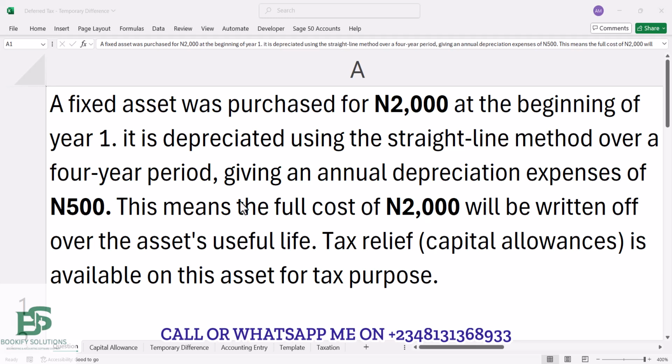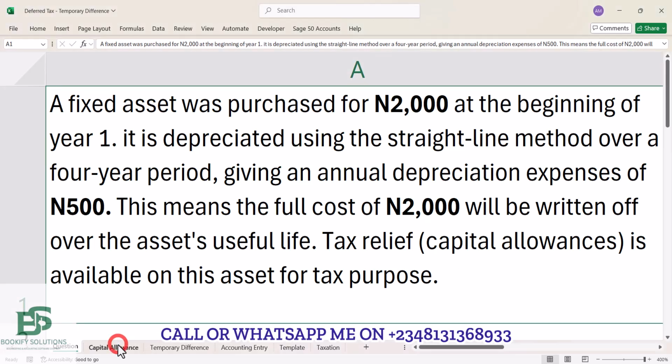This means that the total cost of 2,000 will be exhausted in those 4 years, because if you deduct 500, another 500, it will turn to 0. That is the plan. But then, additional information: they will tax. They say okay, we will use capital allowance. Let us check where the capital allowance figure is.